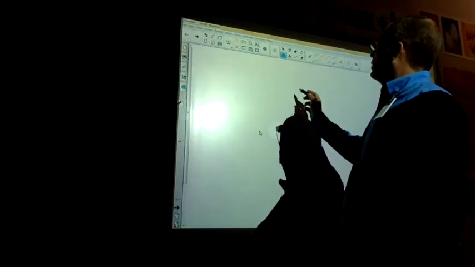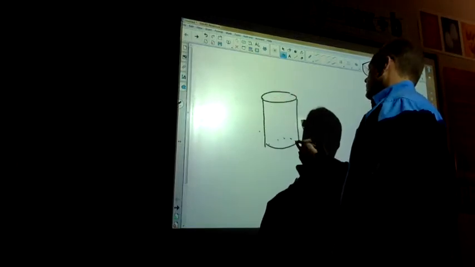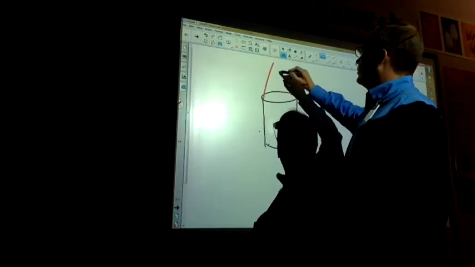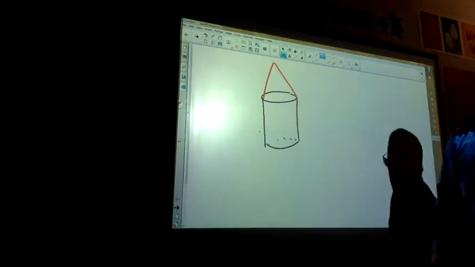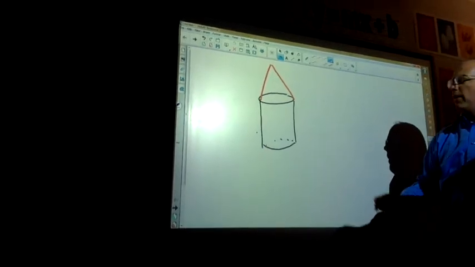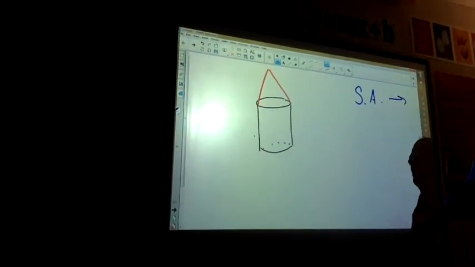So let's say you had a cylinder, but then on top of that cylinder, you have a cone. Okay? So let's dissect the things we would need to know if I was asking for the surface area of this object.